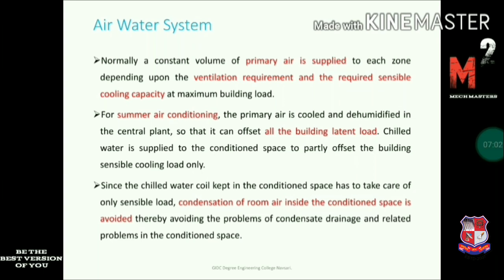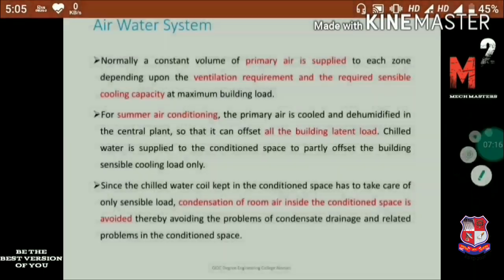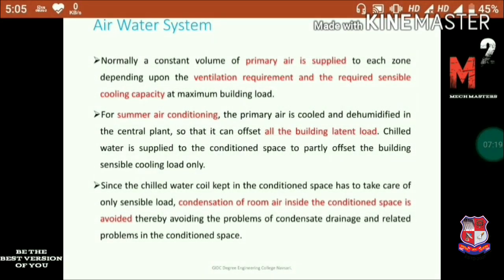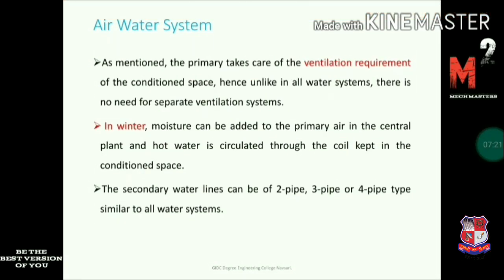Since the chilled water coil kept in the conditioned space has to take care of only the sensible load, condensation of room air inside the conditioned space is avoided, thereby avoiding the problem of condensation drainage and related problems in the conditioned space. As mentioned, the primary air takes care of the ventilation requirement of the conditioned space. Hence, unlike in all water systems, there is no need for a separate ventilation system. Here the ventilation is provided by the primary air, so we do not need a separate ventilation system in this type.